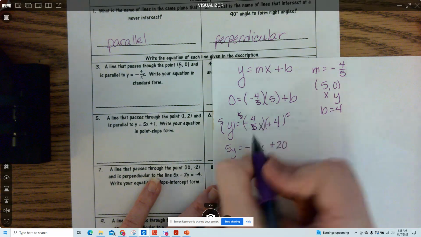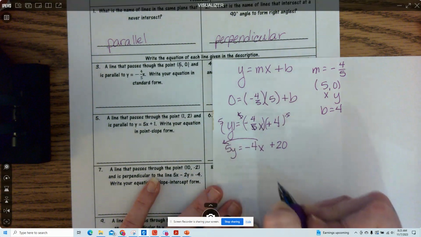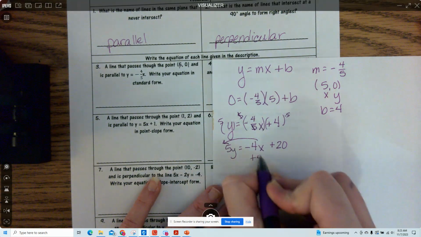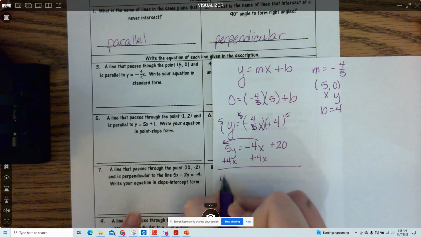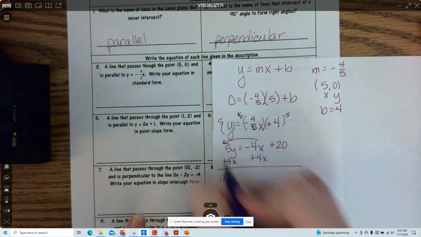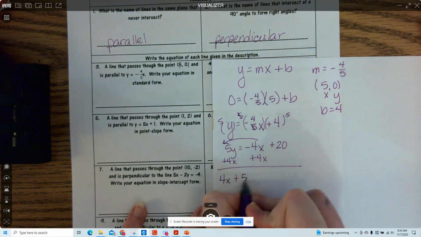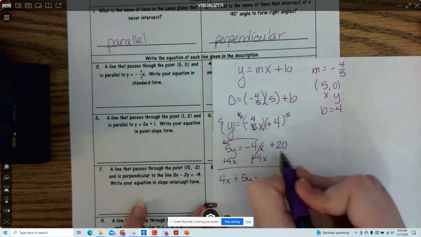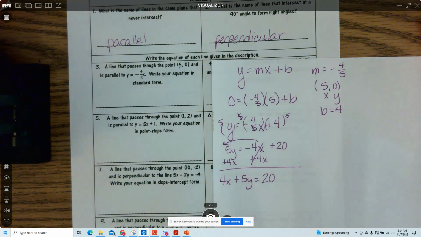All right, standard form. I need the x term over here. So how do I move that x term? Do the opposite. So I've got a positive 4x. Is that 5y positive or negative? It's positive. That cancels, and that equals 20. And I'm done.